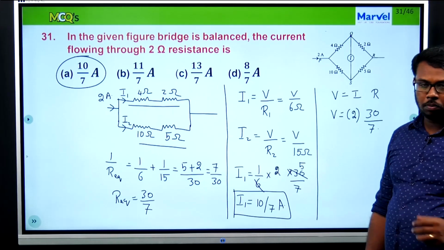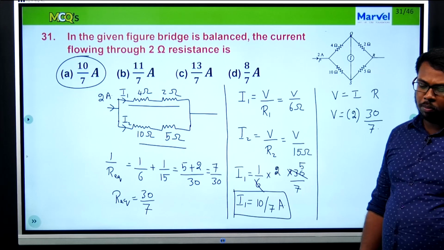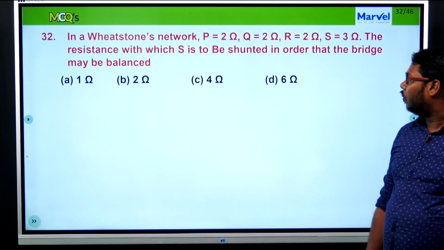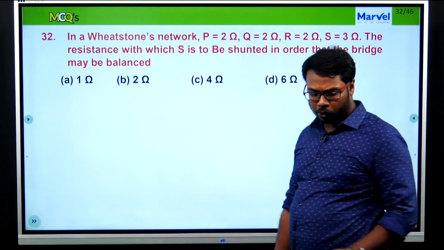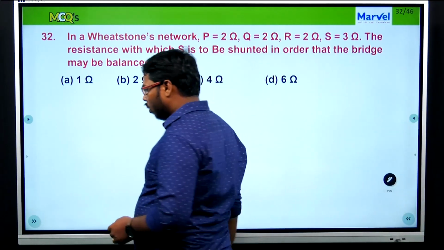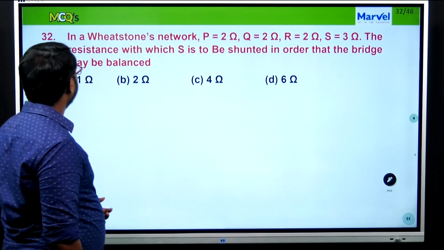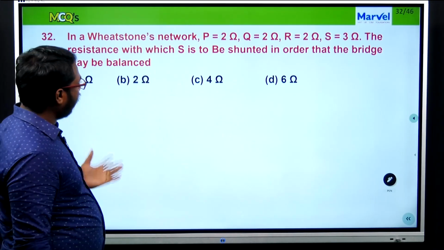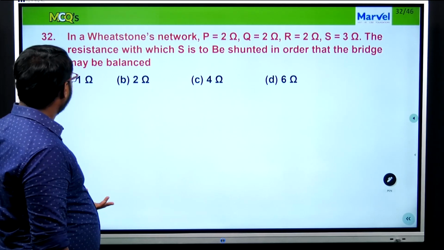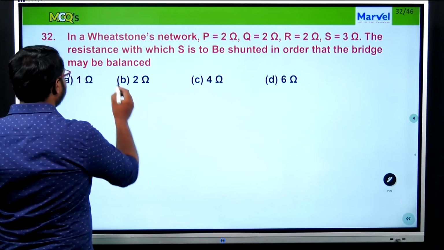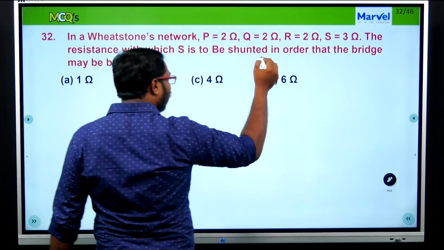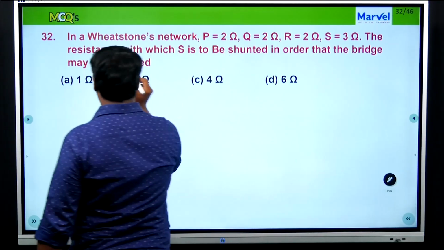It's very easy. So now we slowly move into the next question, which is a Wheatstone's bridge question. Again it is a Wheatstone's bridge. You see, we have P, Q, R and S. The question is the resistance with which S is to be shunted in order that the bridge may be balanced.